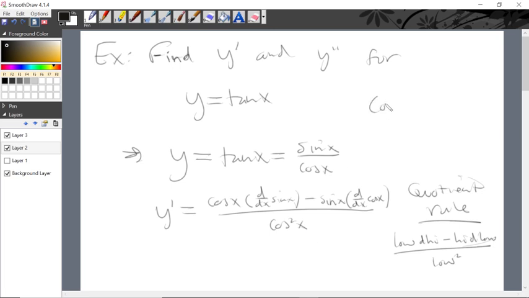Just recall that, for notation, cosine squared of x is different from cosine of x squared. These are not the same as each other. Here, we're squaring the cosine function. That is, this is interpreted as cosine x times cosine x. But this is interpreted as cosine of x times x. And those are not the same as each other.